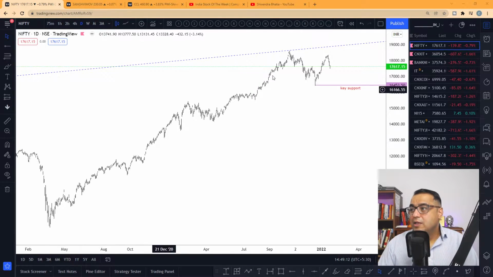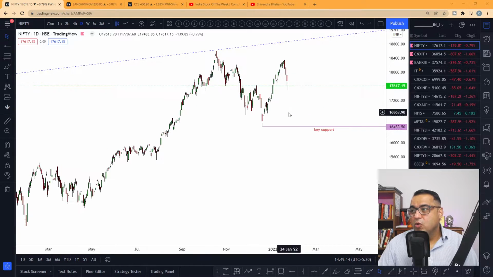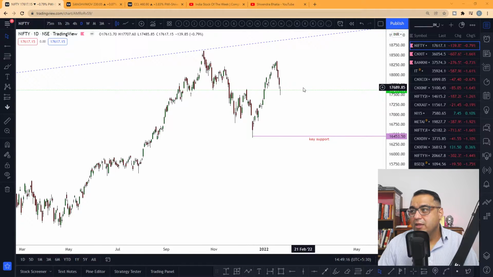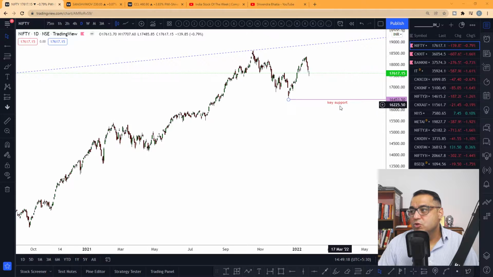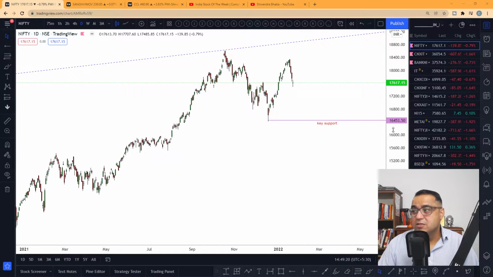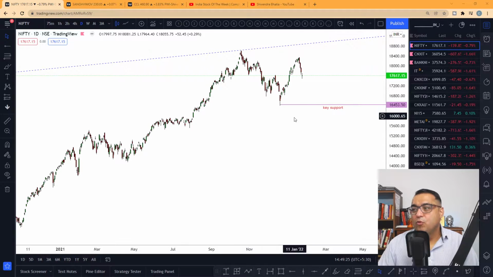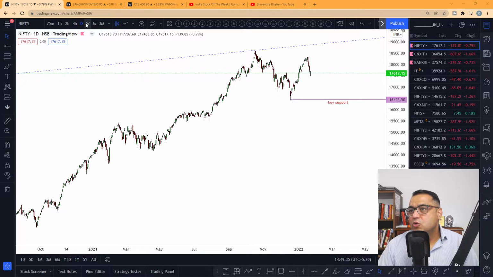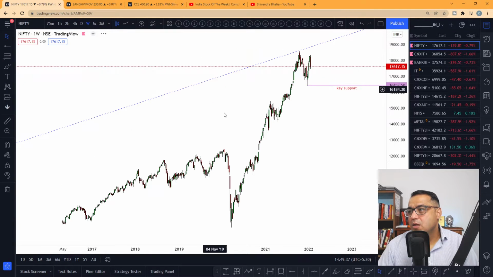So from the trend point of view, on the daily chart, I don't see that there is a change in trend, because that was my key support level, that is 16,453. That's the key level which I'm looking at. Below that, definitely Nifty will start making lower lows, which means that the trend has changed for the medium term. So let's go to the weekly analysis.